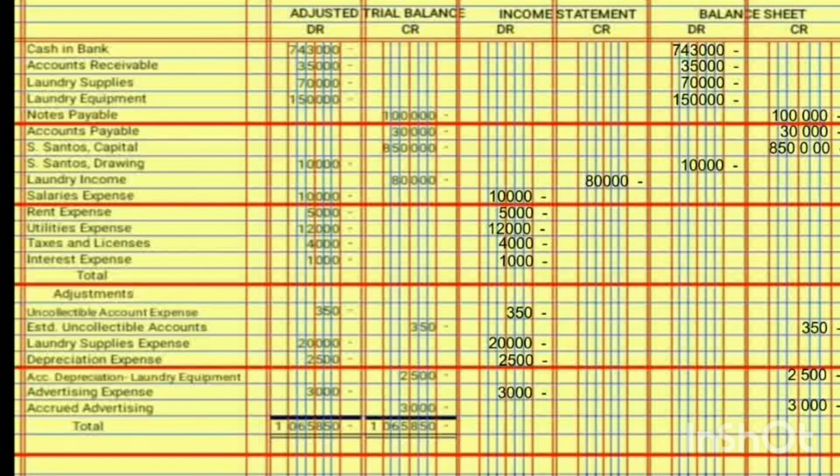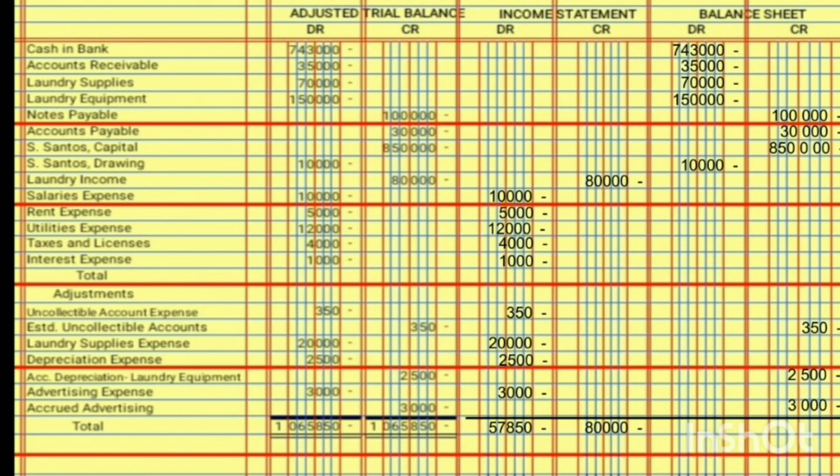Okay, so what we're going to do next is to total all the debits and credits of each column. Let's start with the income statement column, debit. So we have 10,000 plus 5,000 plus 12,000 plus 4,000 plus 1,000 plus 350 plus 20,000 plus 2,500 plus 3,000. So the total debit of the income statement is 57,850. For the credit column of our income statement, we only have 80,000.